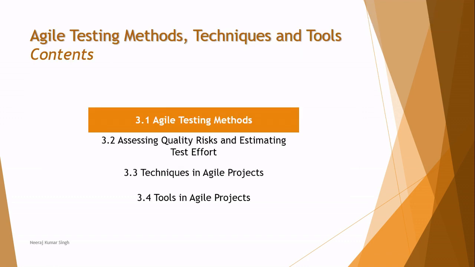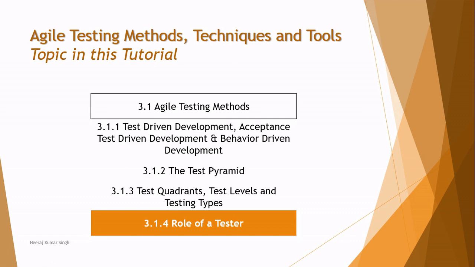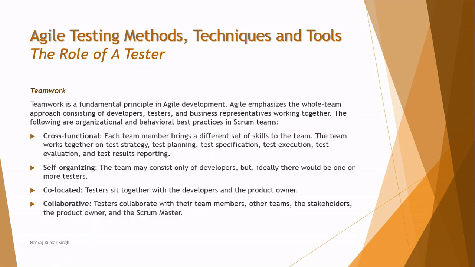In today's tutorial, we're continuing with the last topic on 3.1, that is the role of a tester. This should not be confused with what we say about the role of the tester in every single topic and chapter. There is one topic which talks about the responsibility of the tester, or the role of a tester, from different perspectives in Agile. This is from the point of view of techniques and contribution to the team, or the whole team approach, which takes care of it.